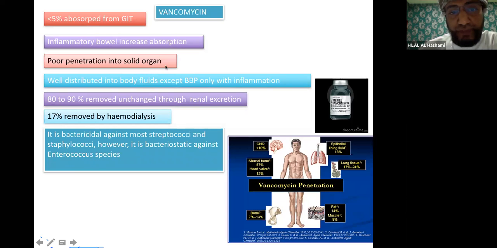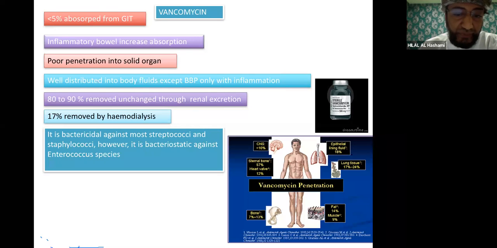Vancomycin is the opposite of clindamycin. When you have an MRSA solid organ infection, vancomycin is not the drug of choice because it has poor solid organ penetration. If you look at the graph here on the right side, for example, in the lung, the penetration is only between 17 to 25%, and in the bone, it's only between 7 to 13%. It distributes into body fluids, and crosses the blood-brain barrier only with inflammation. 80 to 90% is removed unchanged through renal excretion, and 17% is removed by hemodialysis.